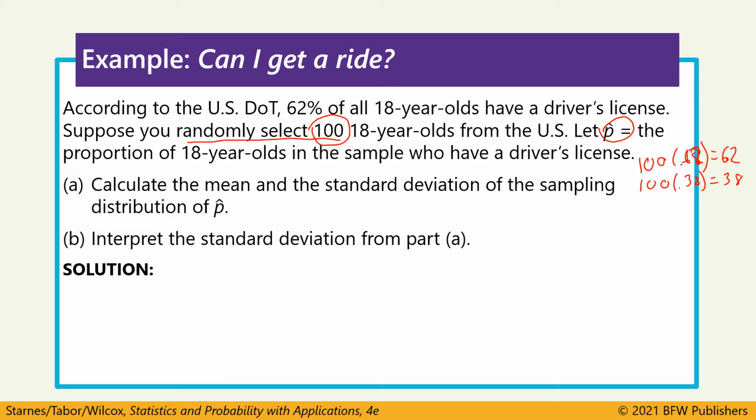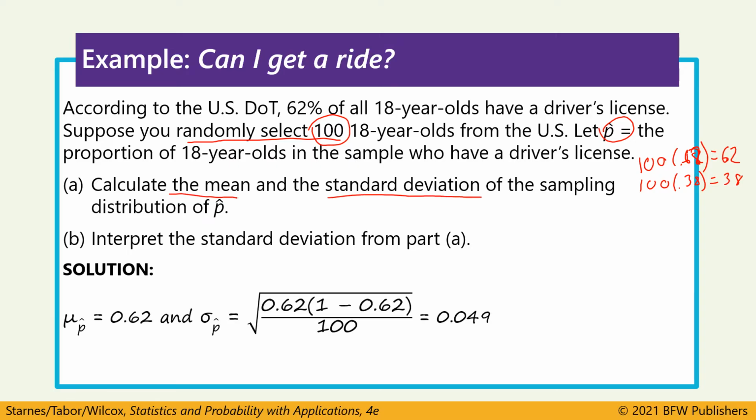Okay, so since those conditions are met, we can go ahead and make our sampling distribution, and calculate the mean and the standard deviation. Well, the mean is just going to be that percentage that it gave us up here, 0.62. Standard deviation is given by the equation square root of PQ over N: 0.62 times 0.38 over 100, square root it, and we get a standard deviation of 0.049.